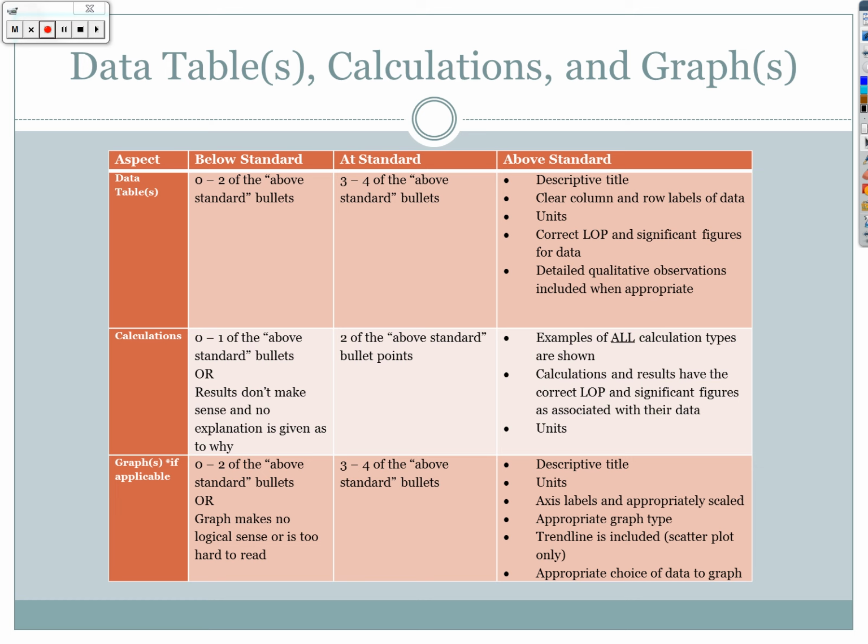If I can't read the graph, I'm not going to do it. And when I say too hard to read, this is what I was talking about earlier with the scale. When you scale it too large and you have all your data points grouped at the very beginning and then you have all this excess room over at the side, that's too hard to read or it doesn't make sense.